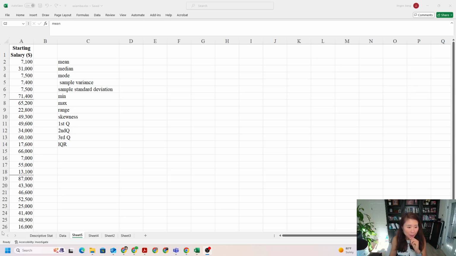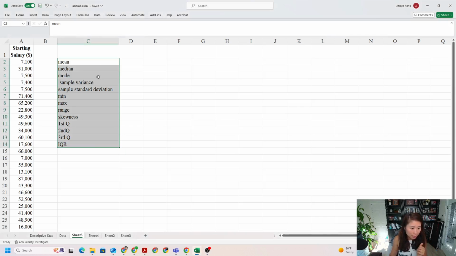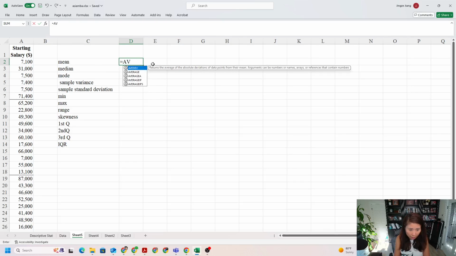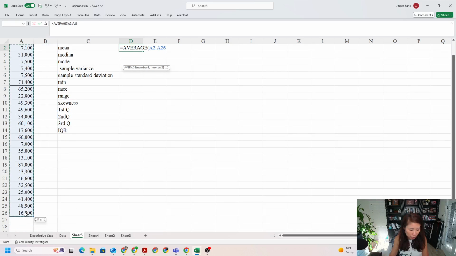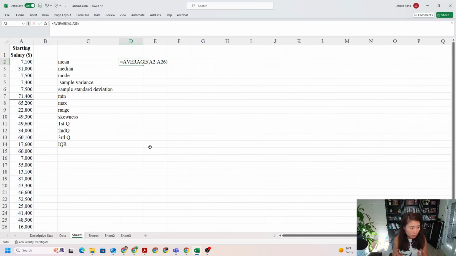Okay, so to calculate each one of the statistics, you just make sure you remember the formula. To calculate the mean, the formula we are using is equal AVERAGE, and then we will select from A2 to A26, and close the parentheses, so that will give you the value for the average or the mean. And then for the median, the formula we will use is spelled MEDIAN, and the parentheses from A2 to A26. Close the parentheses and push enter.